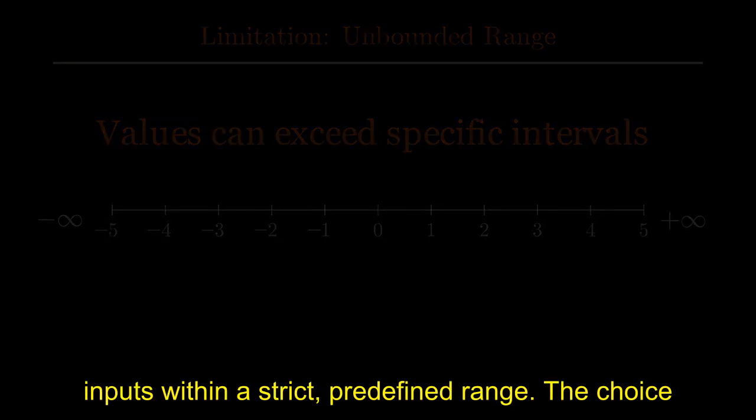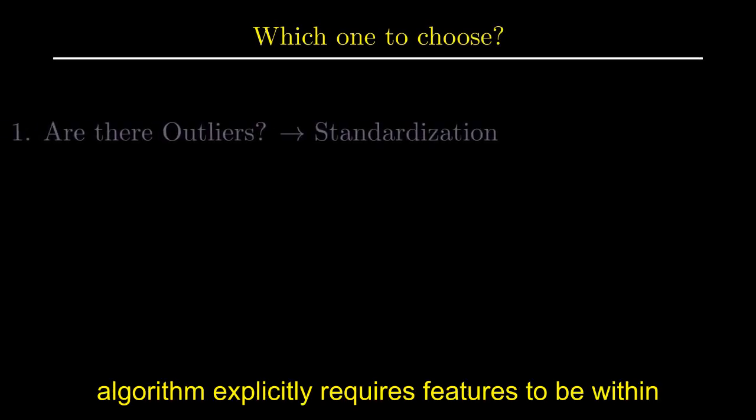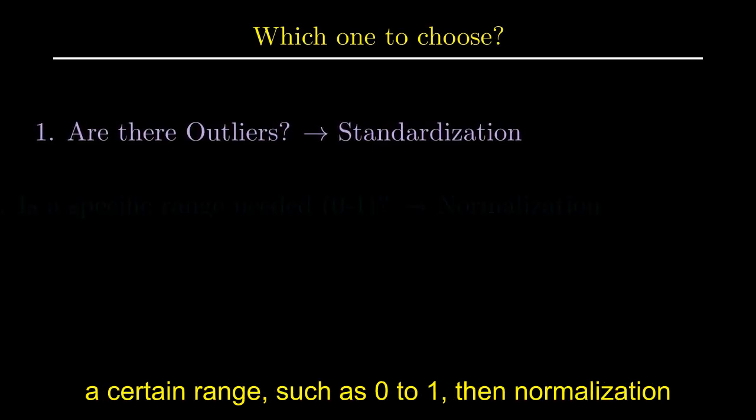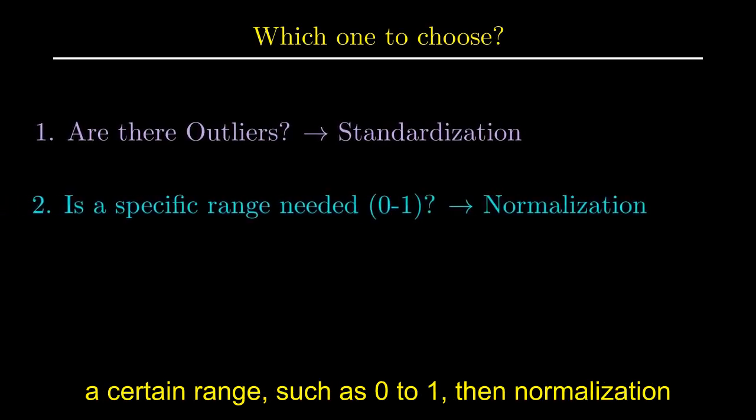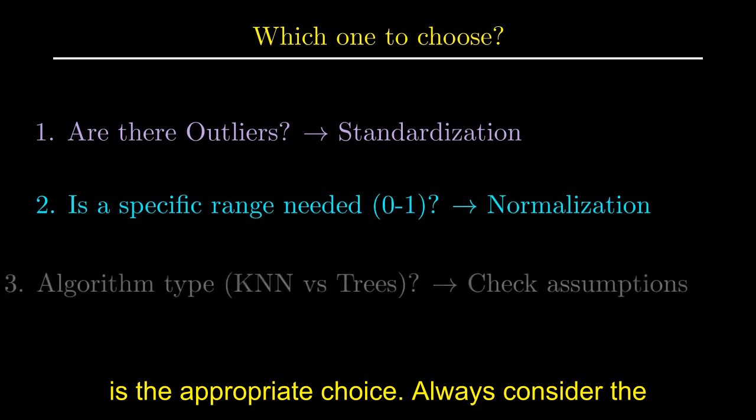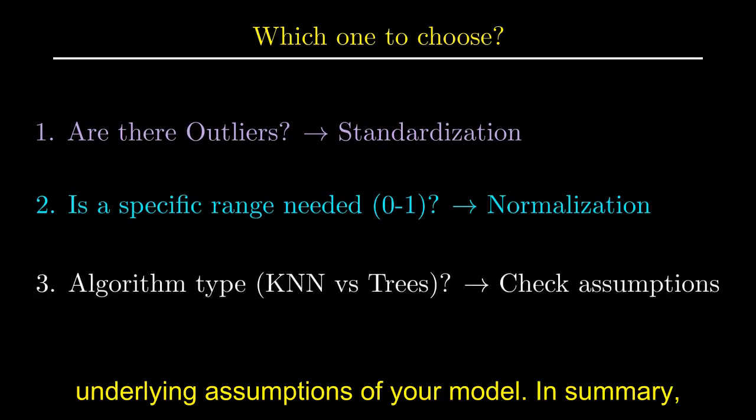The choice between normalization and standardization depends on your data and algorithm. If your data contains outliers, standardization is generally a safer bet because it's less susceptible to distortion. If your algorithm explicitly requires features to be within a certain range, such as 0 to 1, then normalization is the appropriate choice. Always consider the underlying assumptions of your model.